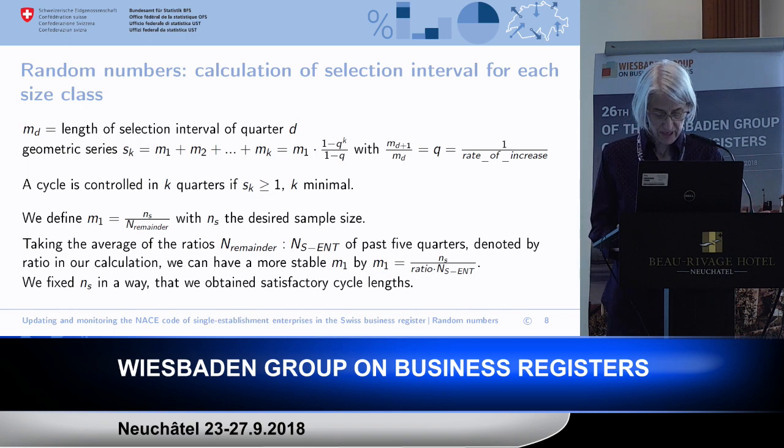An obvious definition for M1 would be the fraction of the desired sample size over the number of the single establishment enterprises in the remainder part. But we don't use this M1 directly, but a transformation to be more stable. I won't go into the details here.